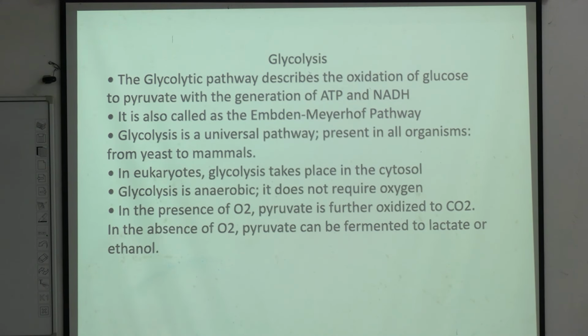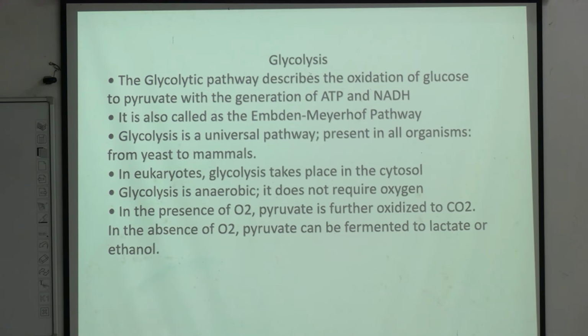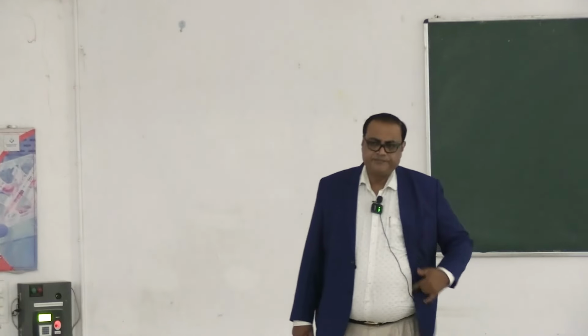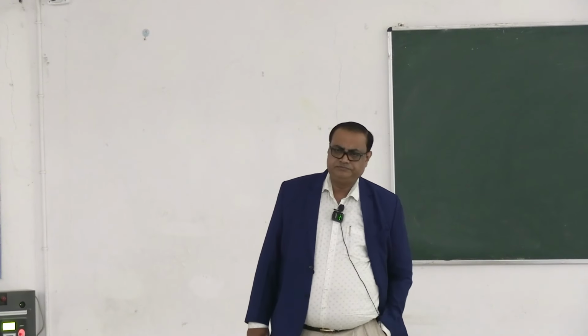Which tissues? Number 1, skeletal muscle. Number 2, RBC, mature RBC. Now my question to you: why do these tissues prefer anaerobic respiration over aerobic respiration? Is there any condition-based choice or something else? Anyone?